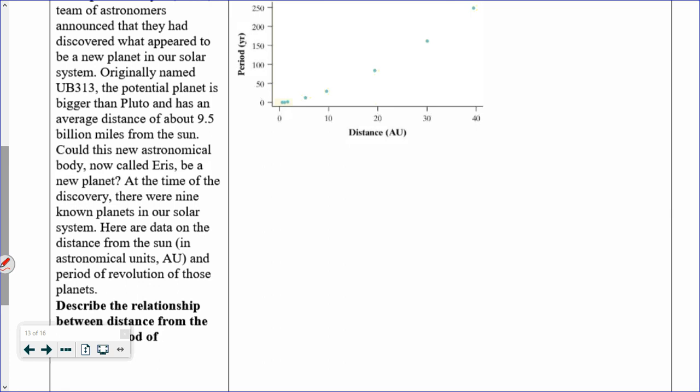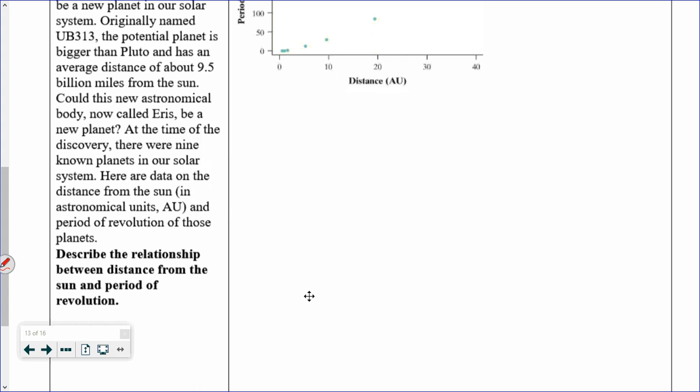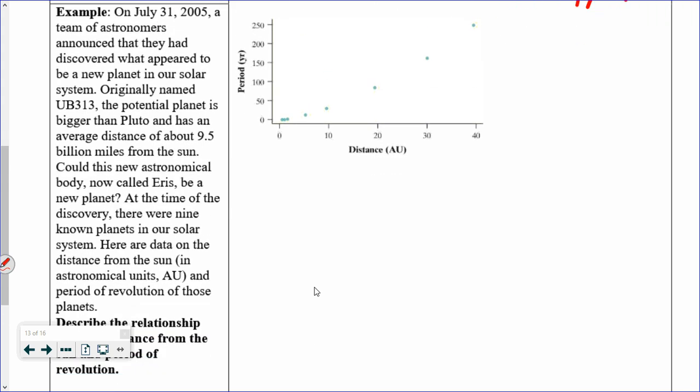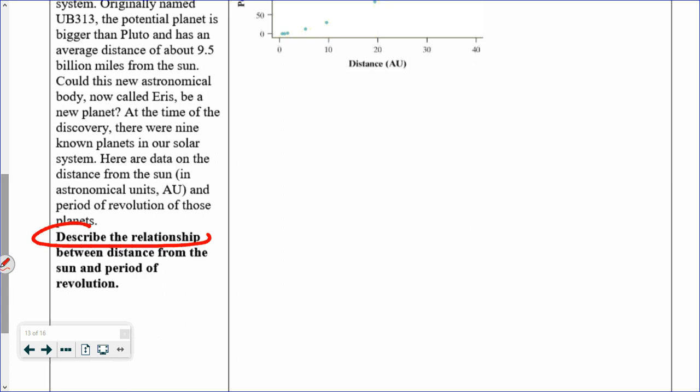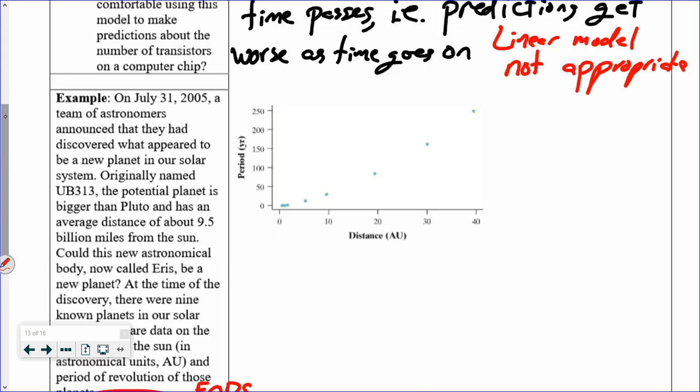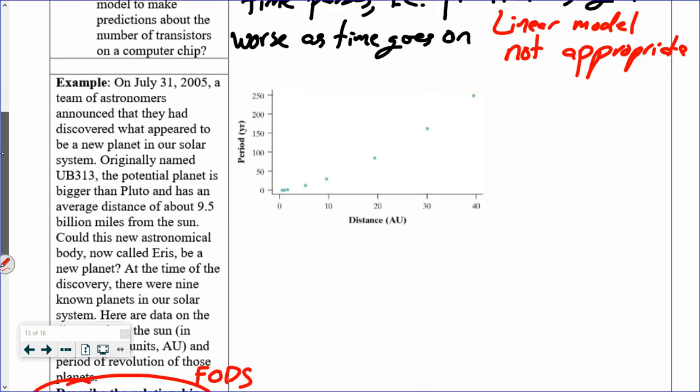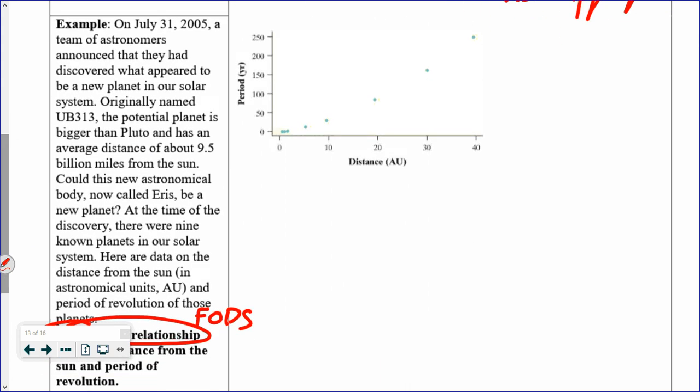All right, so we're asked to do a few things here. First thing we're asked to do is describe the relationship between distance from the sun and period of revolution. So this is a chapter 3 question. Whenever you see describe the relationship, you should be thinking of an acronym. That acronym is FODS. Let's do it one more time here. Taking a look at this data, it doesn't appear perfectly linear, but it looks pretty strong.